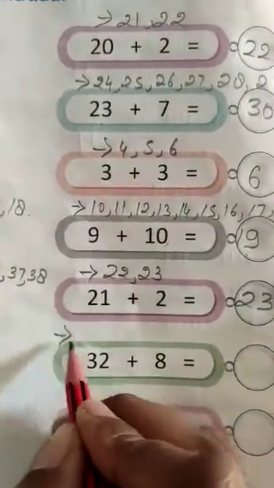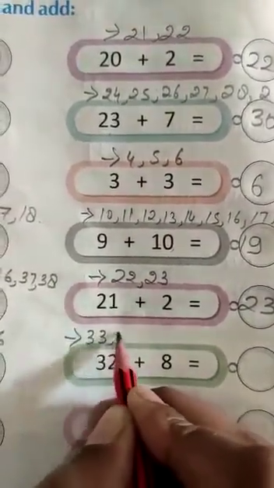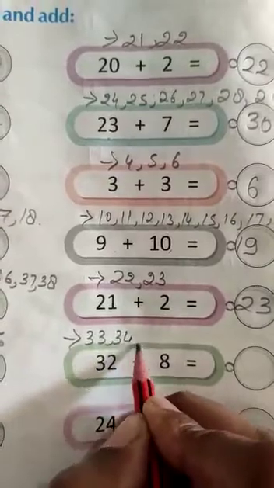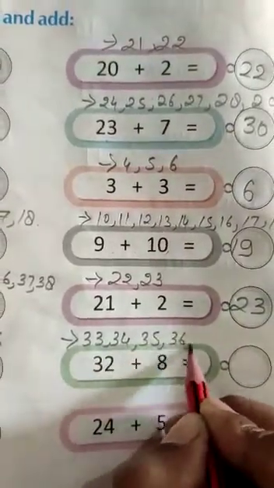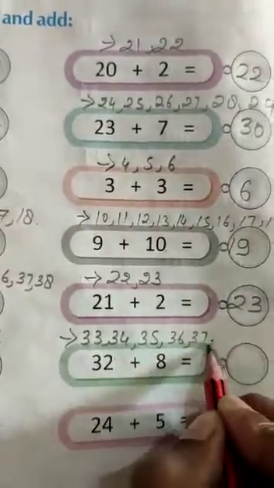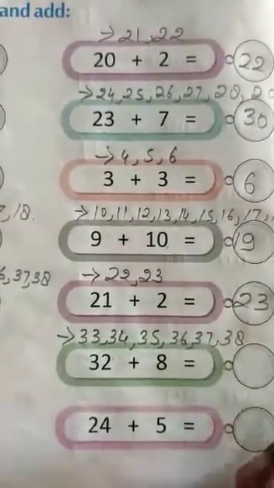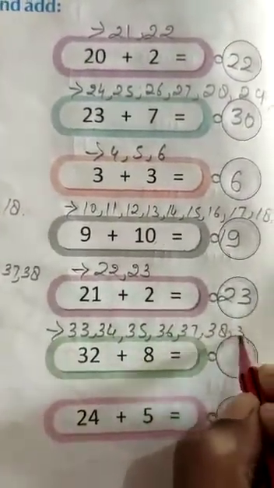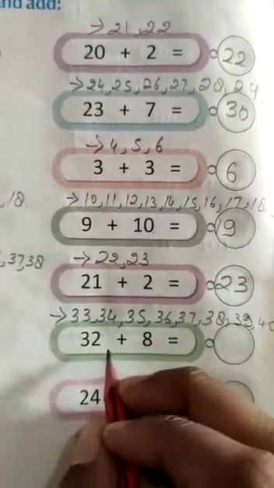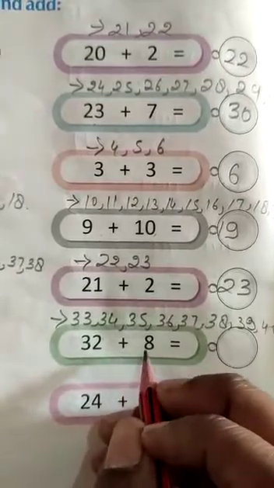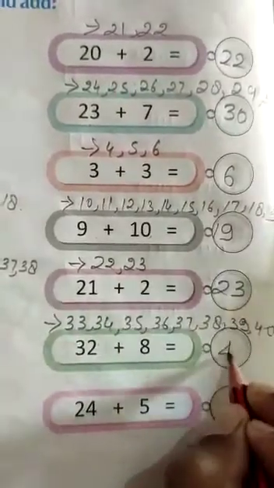32, 33, 34, 35, 36, 37, 38, 39, 40. So student, 32 plus 8 is equal to 40.